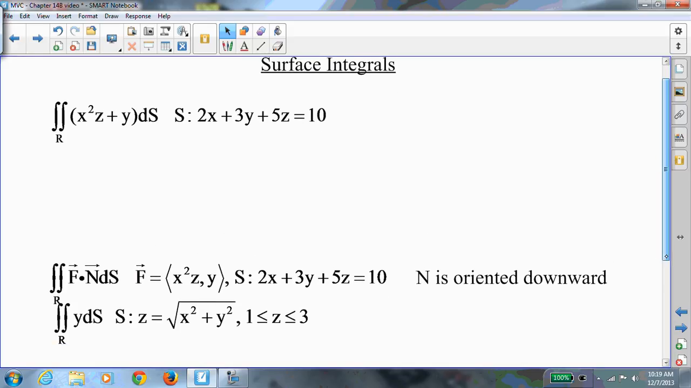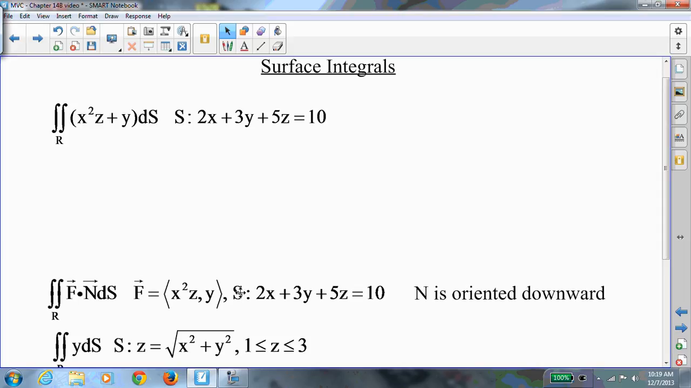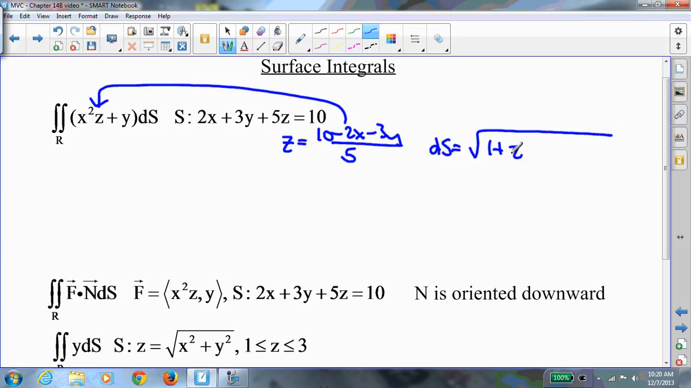Let's start with the multivariable function. You can recognize it's a multivariable function because there's no vector symbols anywhere. All I have is a function times dS. So what we're basically going to do is solve for z here. So z equals 10 minus 2x minus 3y, all over 5. And that's what I'm going to substitute in for the z component. My dS is my surface area component. So that is the square root of 1 plus z sub x squared plus z sub y squared.